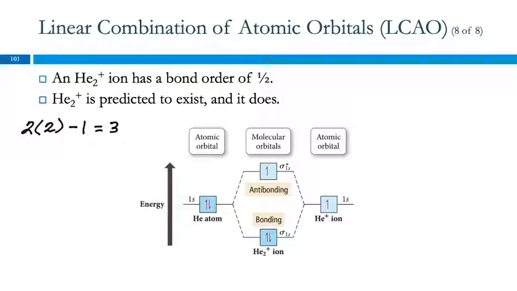Now when I calculate the bond order, that's the anti-bonding, and here's the bonding, right? So the number in bonding orbitals is 2 minus the number in anti-bonding orbitals, and then I'm going to divide that by 2, and so I'm going to get 1/2 as the bond order. This is predicted to exist, and it does. You're not going to find it in the air. It's going to be under extreme conditions, but it does exist. Any questions? Because after this, we have to get into the p orbitals.